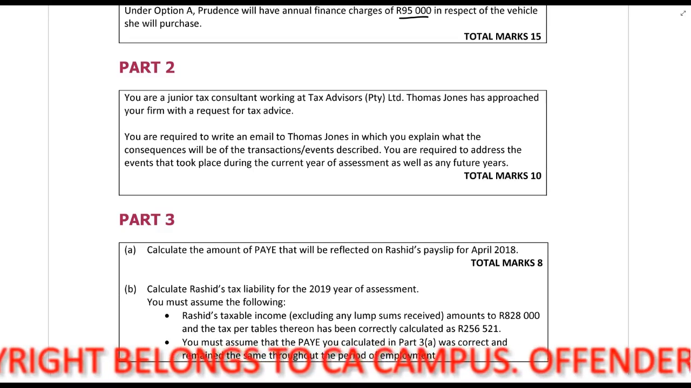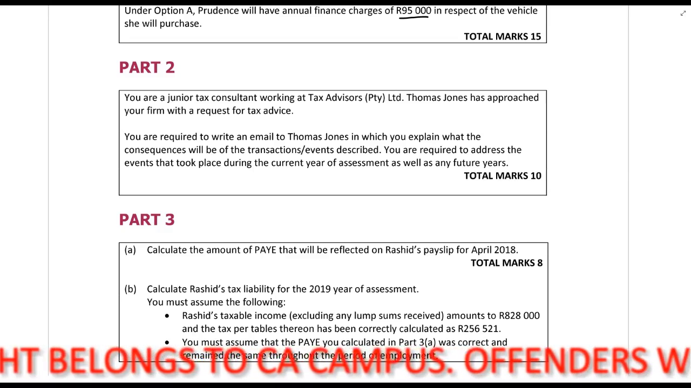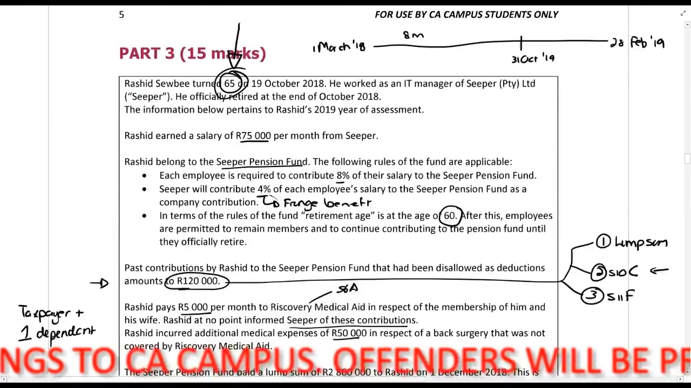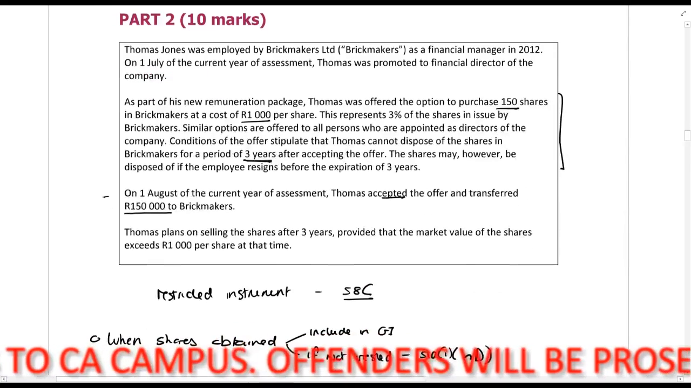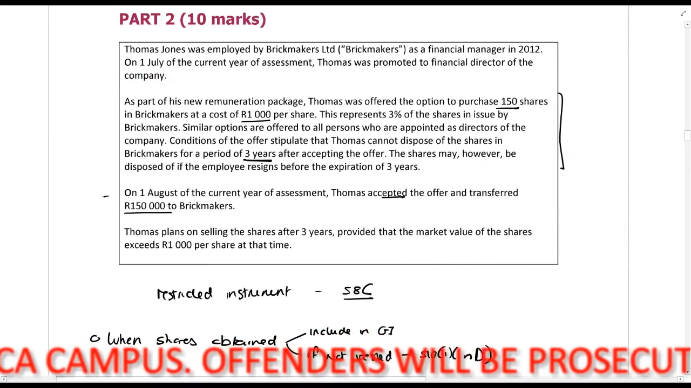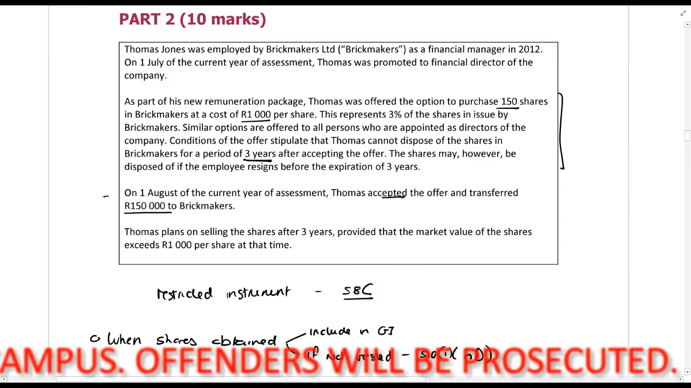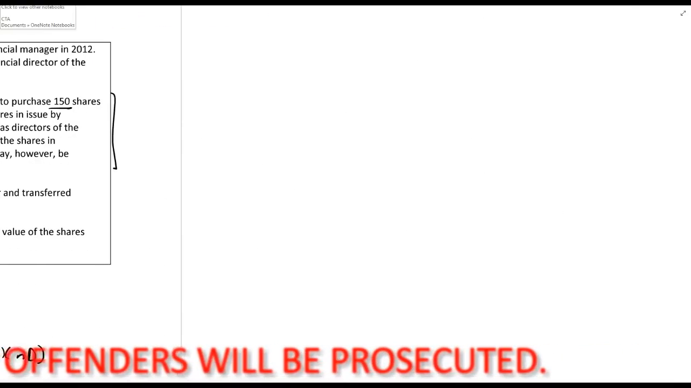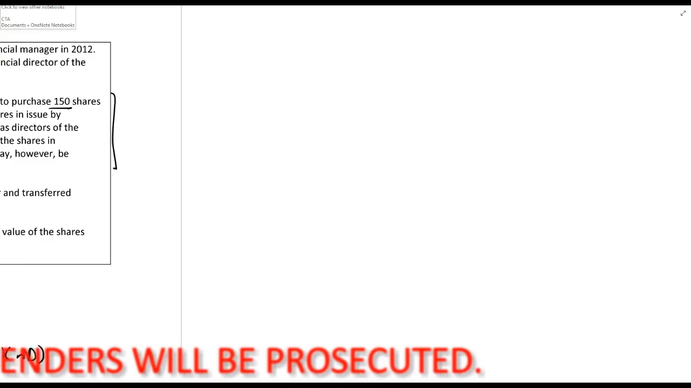You are required to address the events that took place during the current year of assessment as well as any future years. So the events that will take place. Right, so this is Thomas. So guys, this is obviously a discussion question, and I've given you guys a solution for myself, so I'm not going to write all of that out.